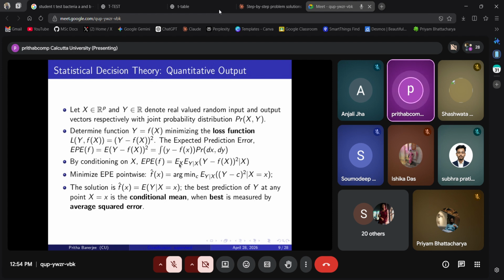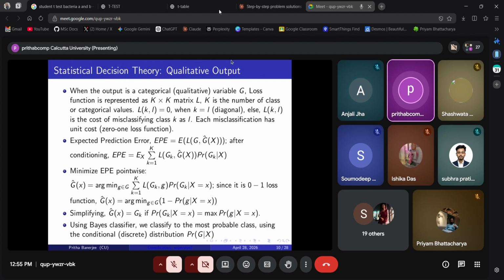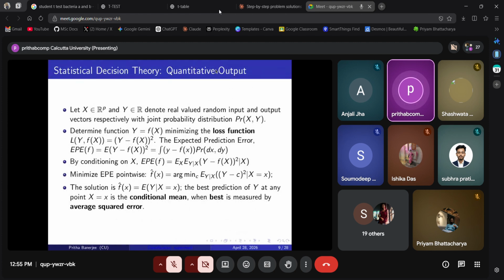As we have seen, it is a generalization. It is not that it can be applied to only one thing, whether it is a classification or a prediction problem. If you look at this title, statistical decision theory, there is quantitative output, and the next one is qualitative output. This qualitative output is your classification output, and quantitative could be even your prediction kind of things.